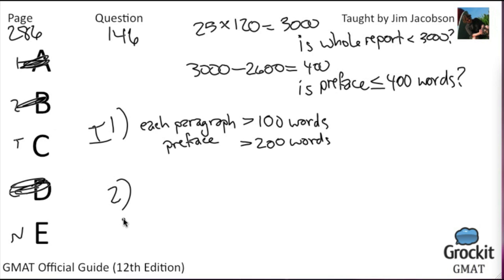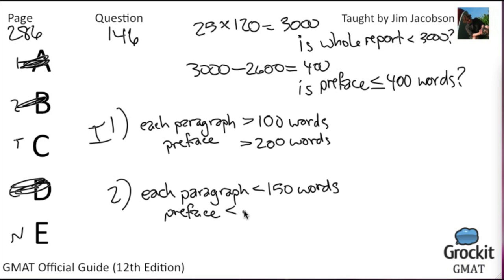Statement 2 tells us that each paragraph of the preface has fewer than 150 words, which means that the whole preface is less than 300 words because it's a 2-paragraph preface. And remember, we were asking, is the preface less than or equal to 400 words?